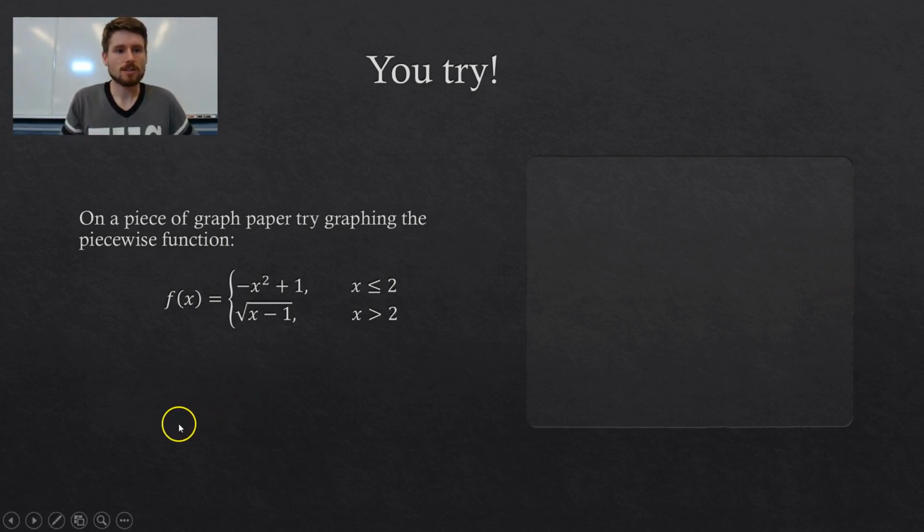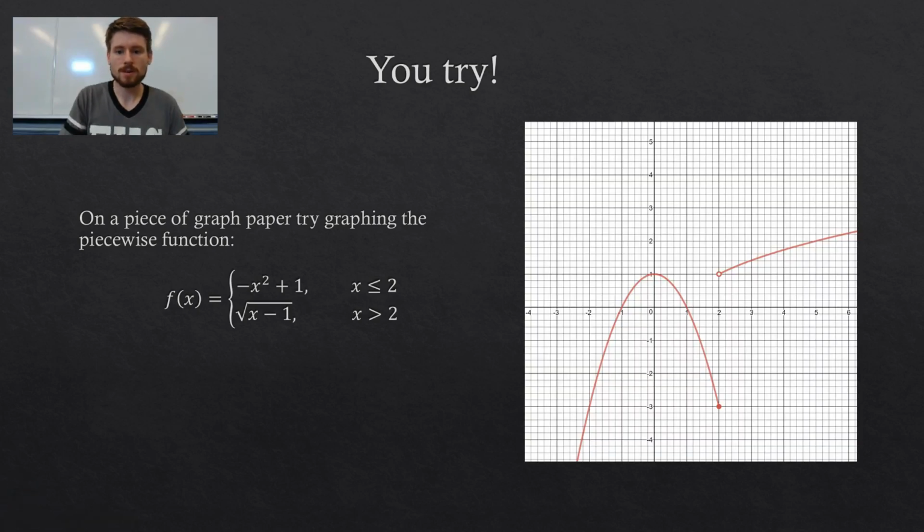The domains are different, so you're going to get a relatively different picture than what you did, but the functions will be the same functions. You're just going to see different pieces of them. All right, so when you're done trying this, go ahead and replay the video. Okay, let's look at the answer.